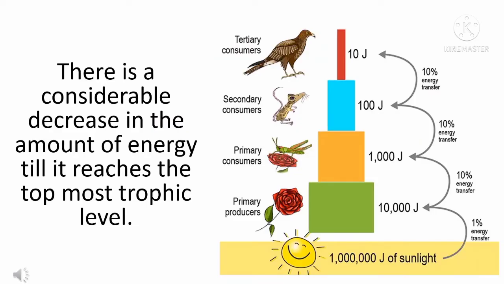Now let us discuss what happens when we move up from the bottom towards the top of any ecological pyramid. What happens to the energy? There is a considerable decrease in the amount of energy till it reaches the topmost trophic level. You can see in the diagram that only 1% of the total energy available in the environment for plants is converted to usable energy by plants which do photosynthesis, and from those primary producers only 10% energy is given to primary consumers, and the remaining gets wasted as heat loss. Next, from primary consumers to secondary consumers, again 10% of what primary consumers have got will be transferred. Tertiary consumers will get even less energy because only 10% will be transferred from secondary consumers to the tertiary consumers.